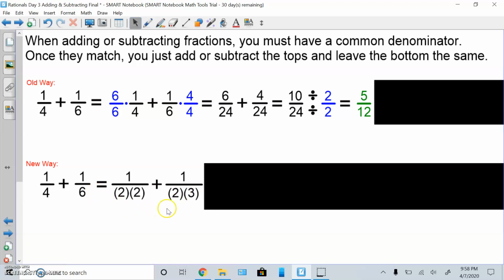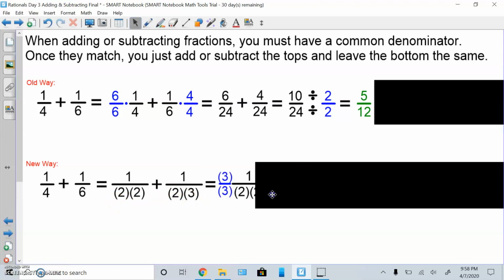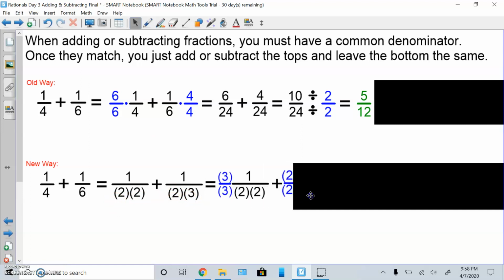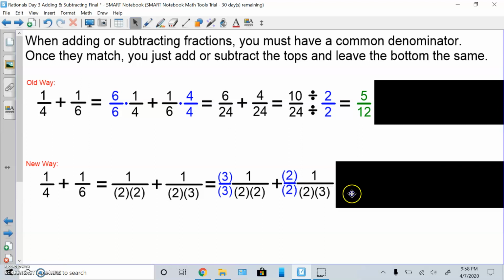Now you figure out how to make these match. This has two 2's. This is a 2 and a 3. Well, this one's missing one of the 3's, and this one's missing one of the 2's. So I'll multiply what's missing. The first fraction only needs a 3. The second fraction only needs a 2. Then you multiply. 3 times 1 is 3. 3 times 2 is 6. 6 times 2 is 12. So the first fraction is 3 over 12.